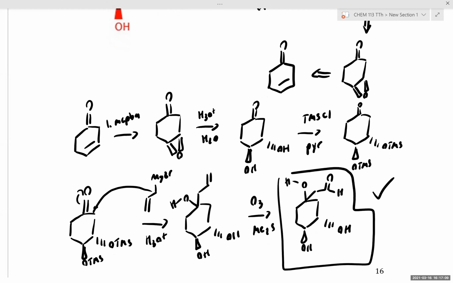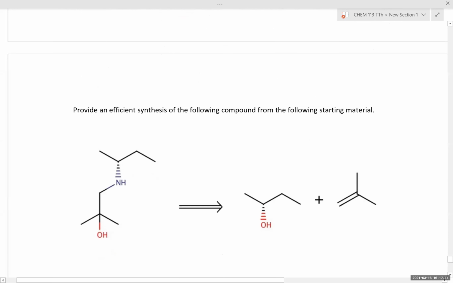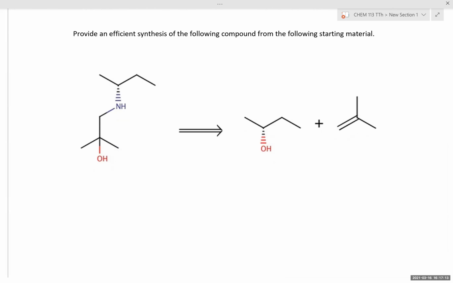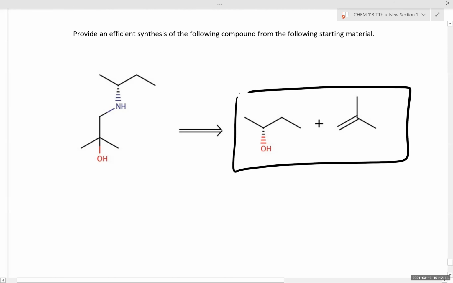Okay, so we have one more synthesis to propose. This time you're proposing a synthesis from these two starting materials. Again, there are a range of routes, but one thing I notice is that I can break this bond, and this looks to me like a nucleophilic epoxide opening reaction. So we can trace this back to the epoxide and this amine.